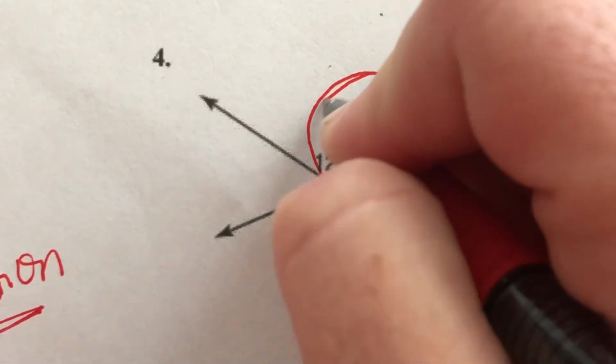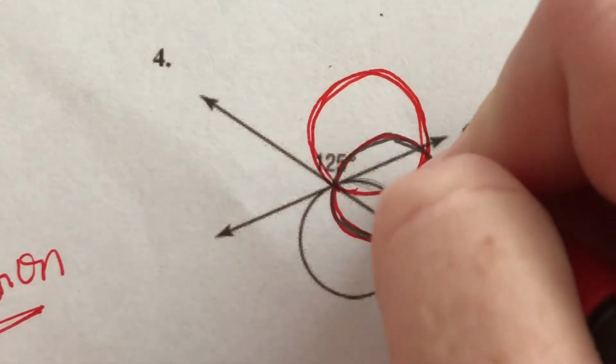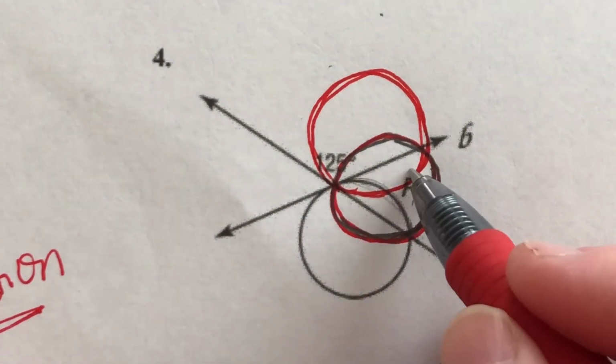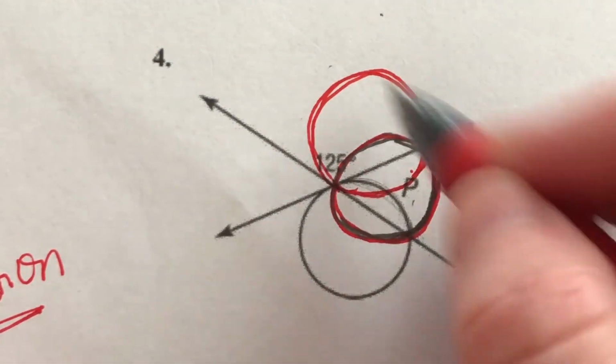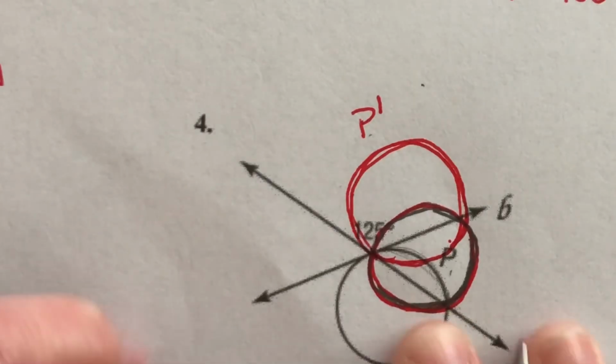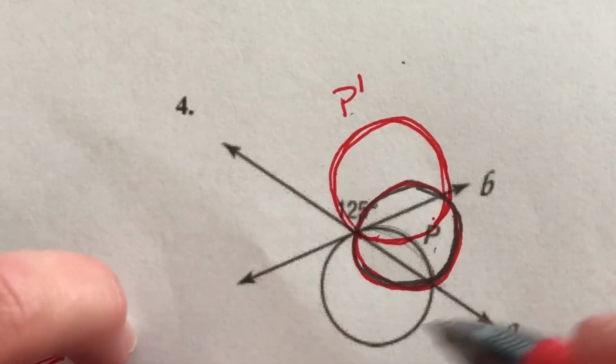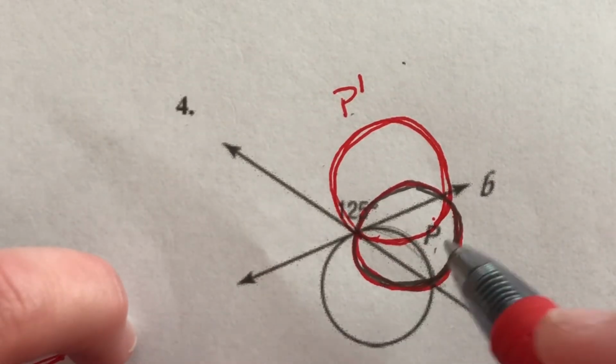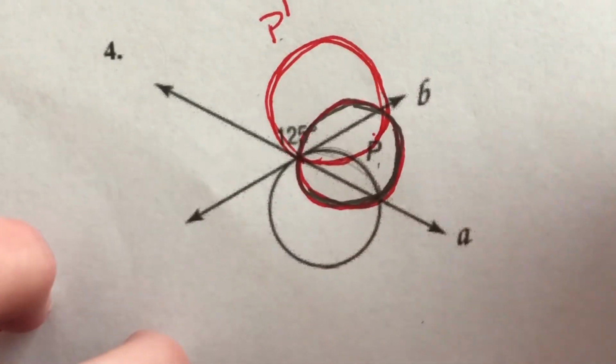Oh, that was too big. Anyways, we flipped it, and then we flipped it again. So it should look something like this. This should be P prime. I never wrote P prime down here. This should be P prime. This should be P prime. And whenever we reflect over intersecting lines, it is a rotation.